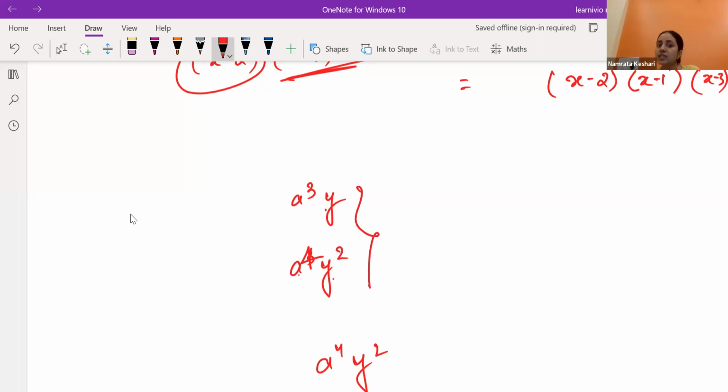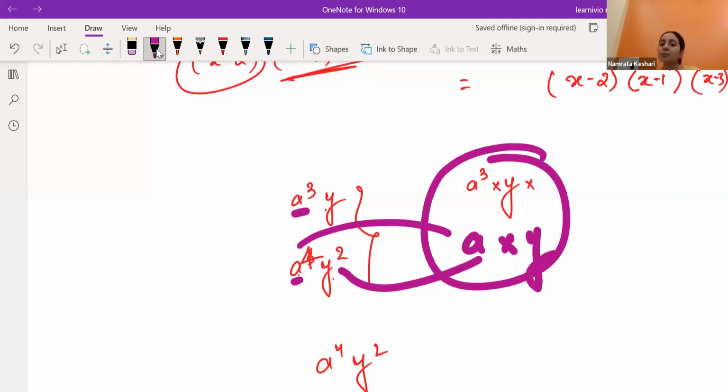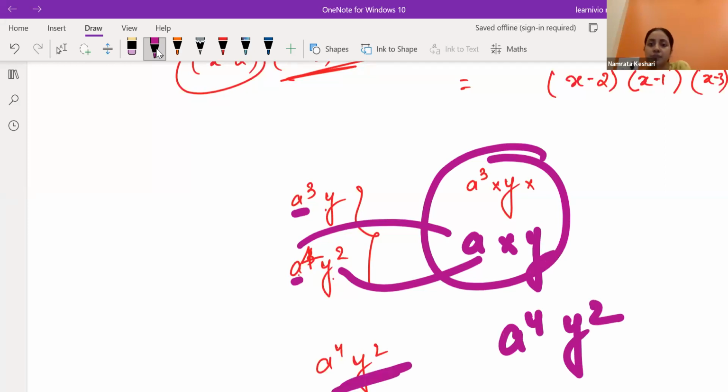If you notice these two carefully, the common factor is a cube. And the common factor is y. Then take all the extras, all the leftover terms. a cube you have already used from here and from here also. From here one a is left over. From here one y is left over, that also we need to take, and all multiplied together will be a to the power 4 y square, which we have figured out, right, Zoha?